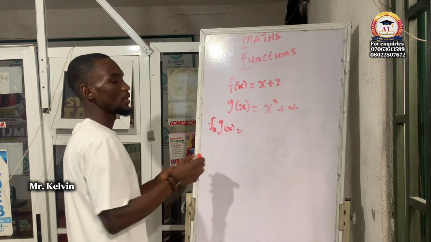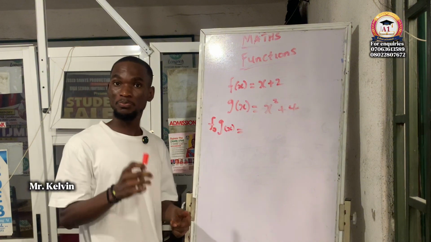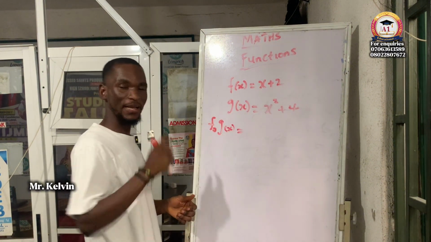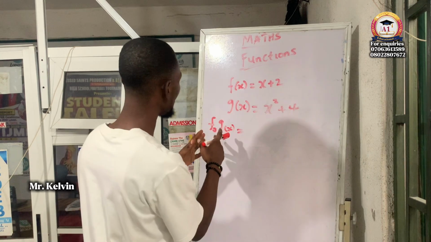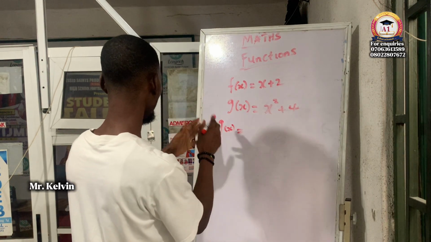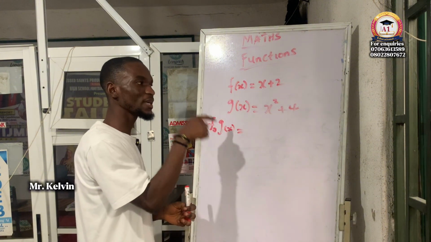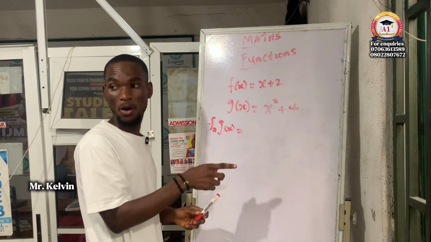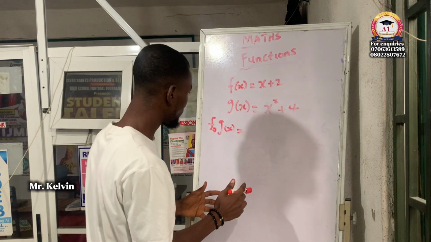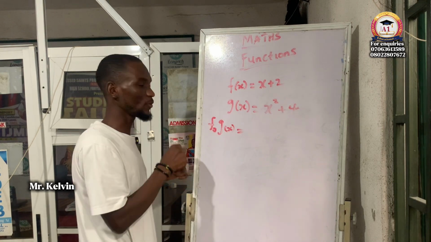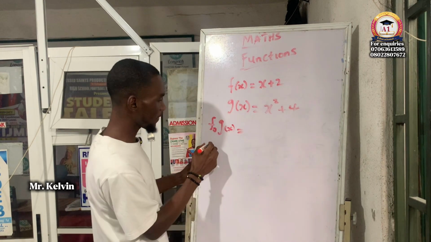Now, let's say we want to look for the combination of these two functions. We say f of g of x. What is the combination of this function? f of g of x. The output of the inner function will be used as what? The new input of the what? The outer function.